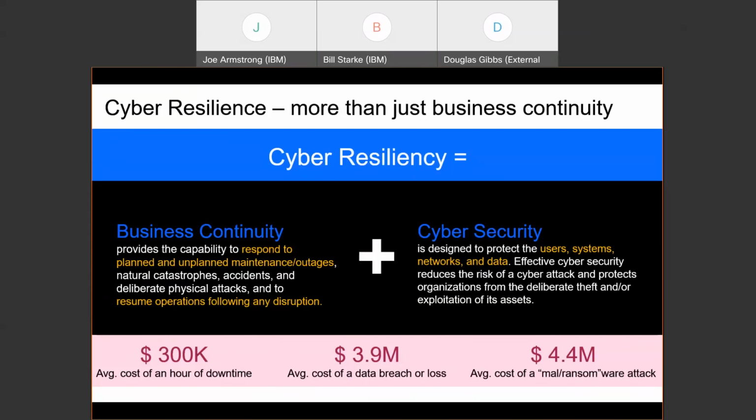The average cost of a data breach is $3.9 million, or if you get a malware or ransomware attack, $4.4 million. Pretty darn significant. And these are happening more every day. And so what's being done to prevent them is a big deal. And in Power10, there are a lot of things in place to help with this.